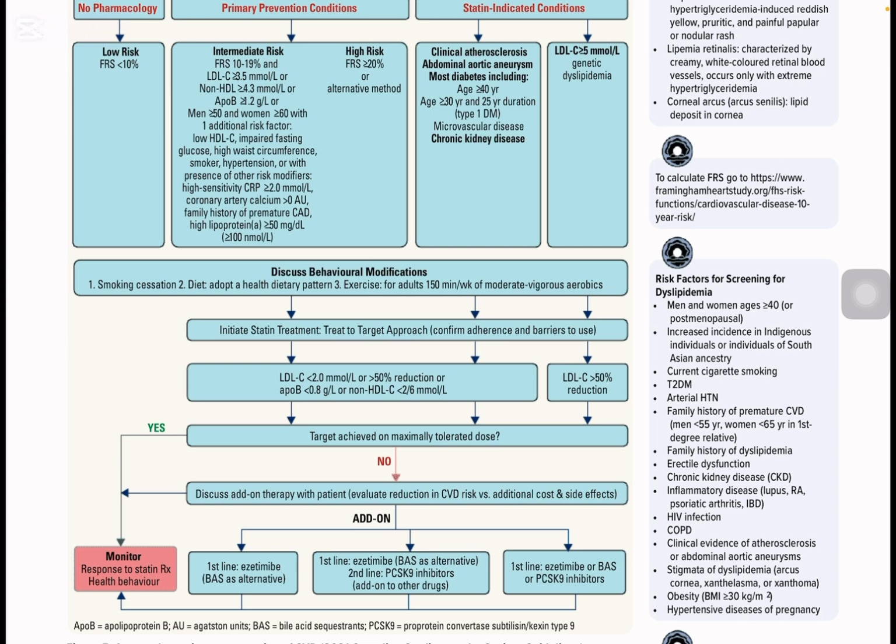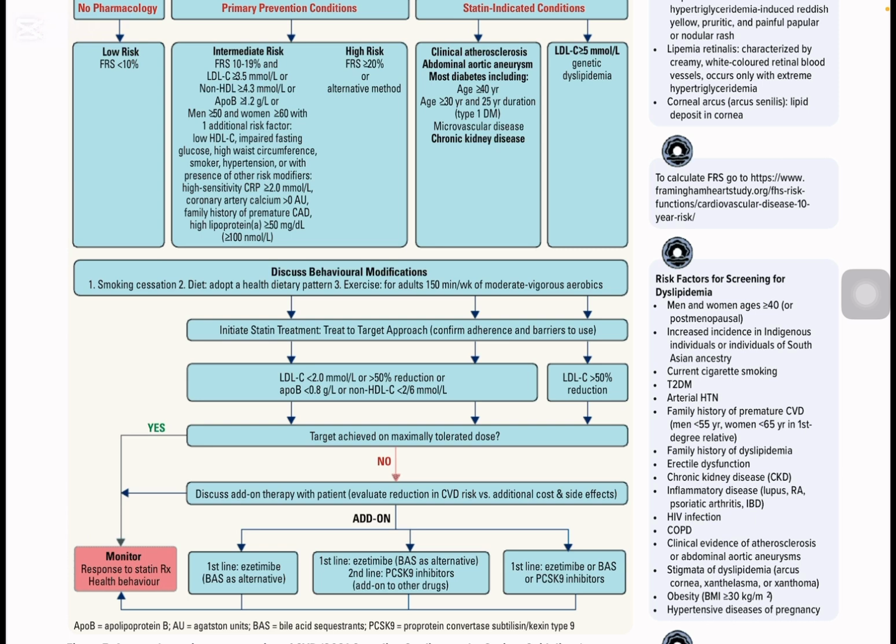But let's say after 3 months, the patient is coming back. Previously his LDL-C was 3.5, and now after 3 months it is 3. But 3 means it has not reduced to 50%, or it is not less than 2. Then what are you going to do now? So last time you prescribed him statins 10 milligram once daily. Now you will upgrade the dose to 20 milligram once daily. So you will double the dose.